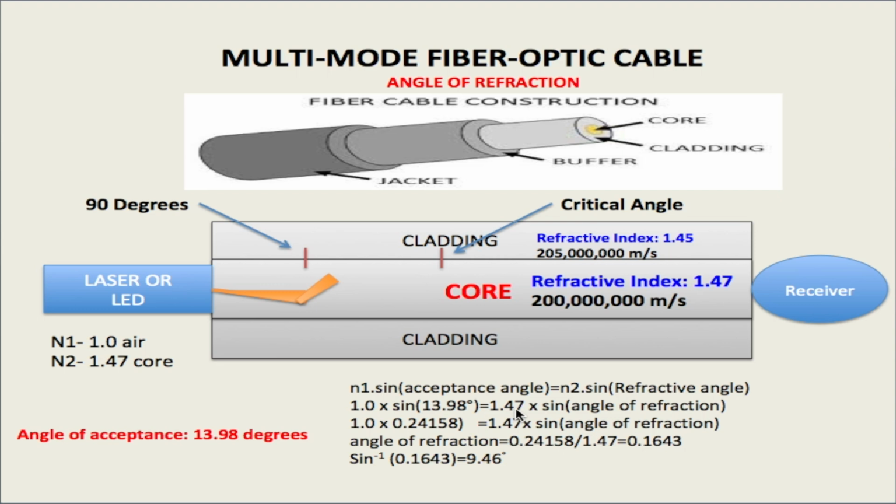1.47 we got right here, times the sine of the angle of refraction, the same sign here, the angle of refraction. We don't know this part as yet. That's what we're trying to figure out. We're trying to figure out the angle here. This angle is called the angle of refraction, and we're trying to figure this out. We already know this side. We know everything on this side here, so we're going to work this side out first.